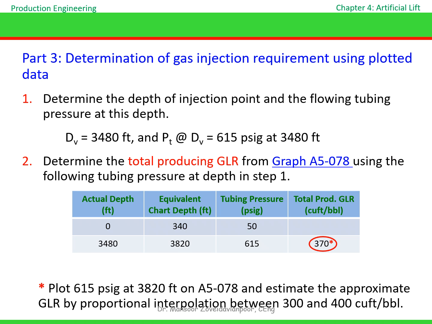This slide shows an alternative way to obtain the gas requirement. Once the injection point is known, we plot 615 psi at the equivalent depth of 3,820 feet on the pressure distribution chart. From the chart, we estimate a total producing GLR of about 370 SCF/BBL by interpolation. The result is the same as before, which gives us confidence in our design.